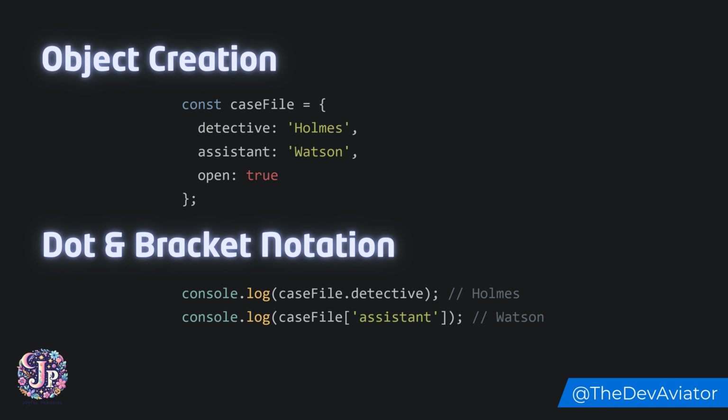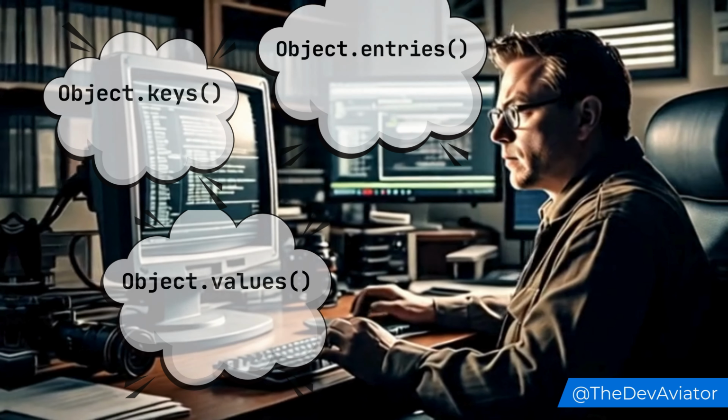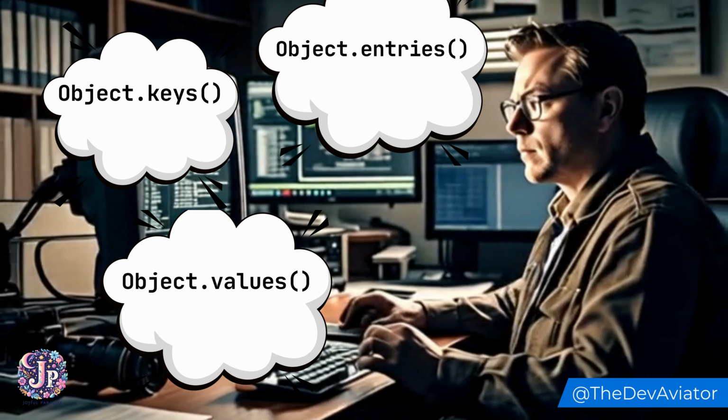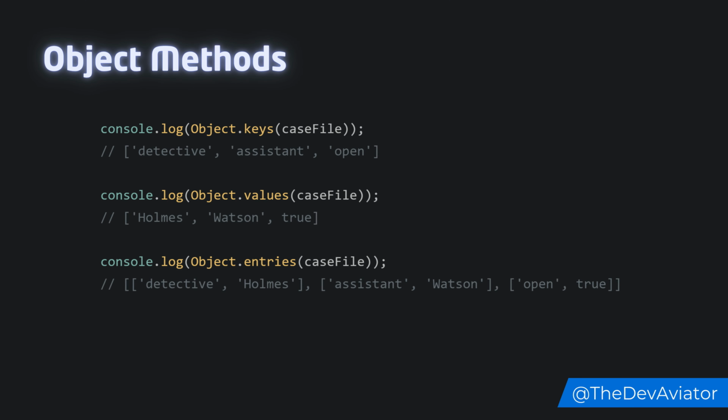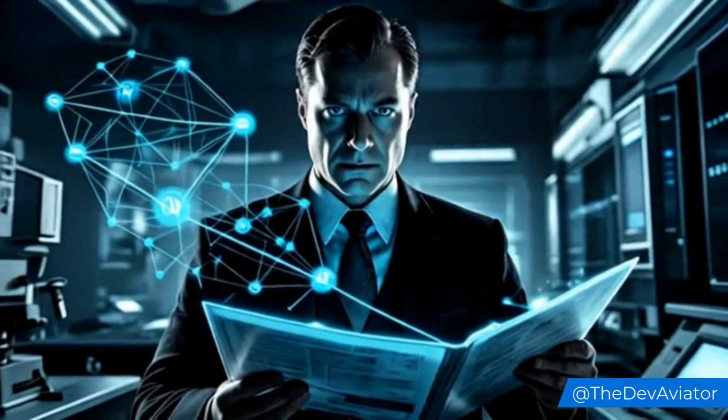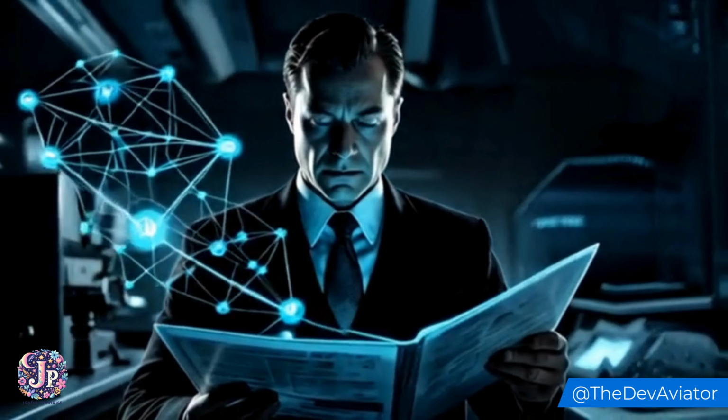Now, interrogate the object. Use keys, values, and entries to expose everything it knows. Need specific intel? Use destructuring. It's like pulling files from the folder, fast.